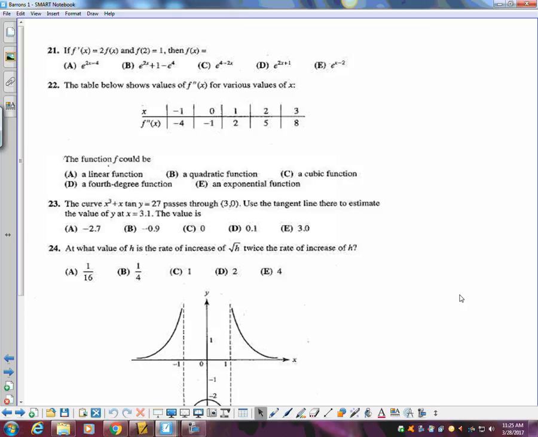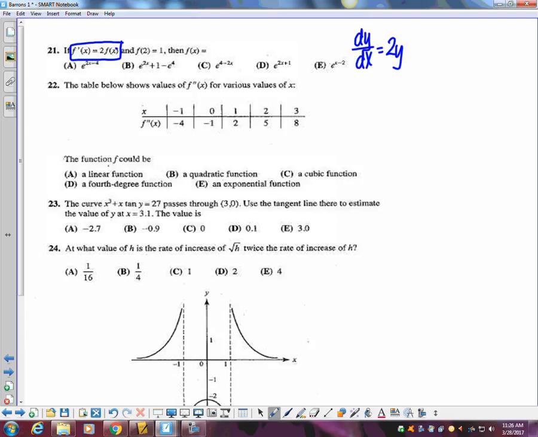Okay, it says if f prime of x equals 2 times f of x and f of 2 equals 1, then f of x equals. Okay, so let's write it in terms of dy's and dx's and x's and y's. So f prime of x is dy dx, and that equals 2 times f of x. Well, f of x is the same thing as y, so times 2y. Okay, now this I can do something with.